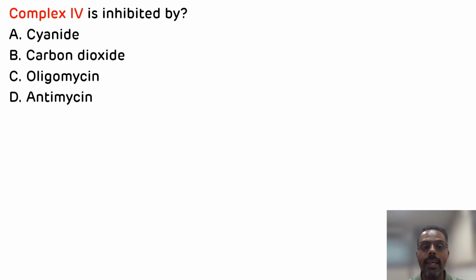Second question: complex number 4 is inhibited by, and the options are cyanide, carbon dioxide, oligomycin and antimycin. Now this type of question is frequently asked in various entrance examinations. This question is from the inhibitors of the electron transport chain. Complex number 4 is inhibited by mainly three substances. First is carbon monoxide, but in the options there is carbon dioxide, so that is not the correct answer. Second is hydrogen sulfide, which is also not given in the options, and the third is cyanide. So the correct answer is A, cyanide.